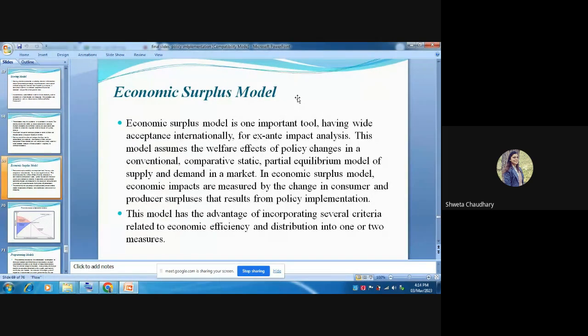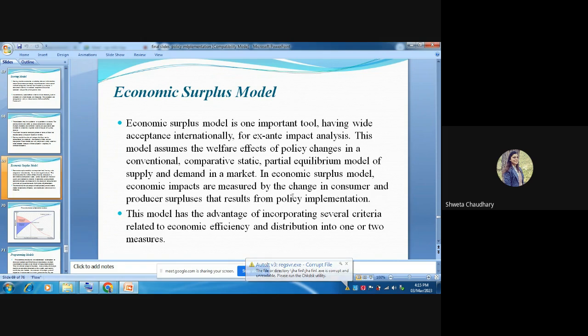Then the economic surplus model. The economic surplus model is again an ex ante impact analysis. See what amount of income is being generated. If you see the partial equilibrium model of supply and demand in the market, what is the economic surplus model? We see the change in the producer surplus.